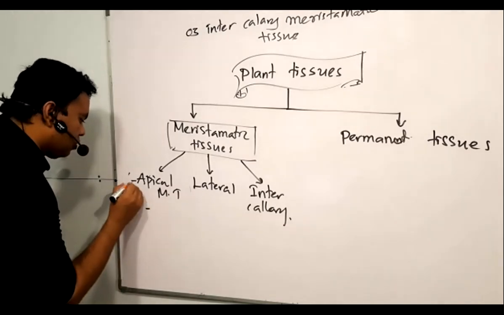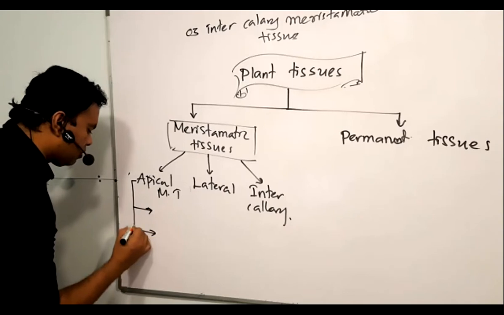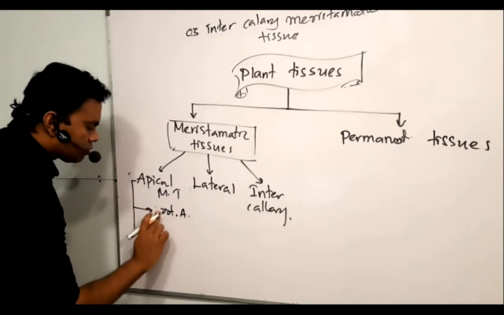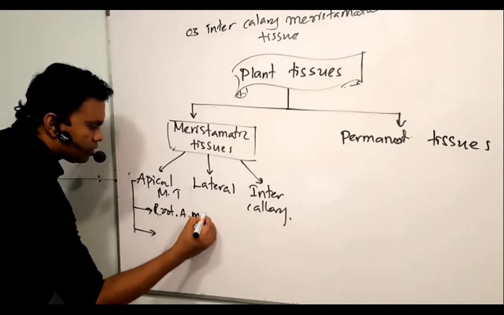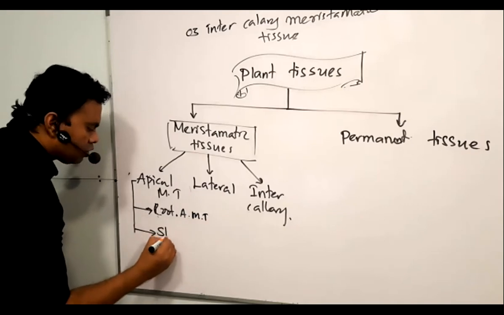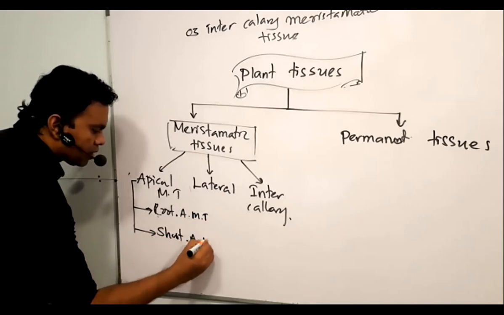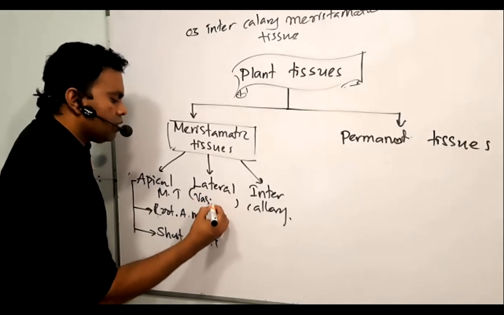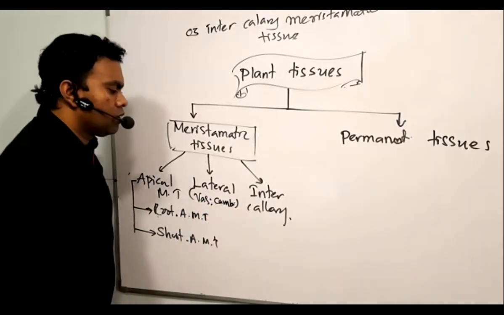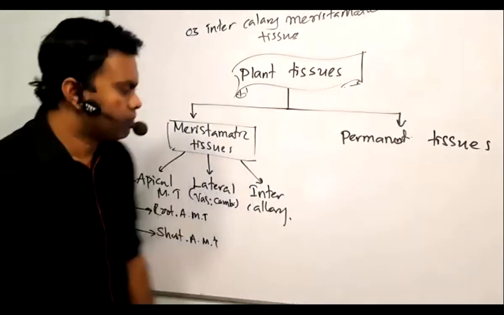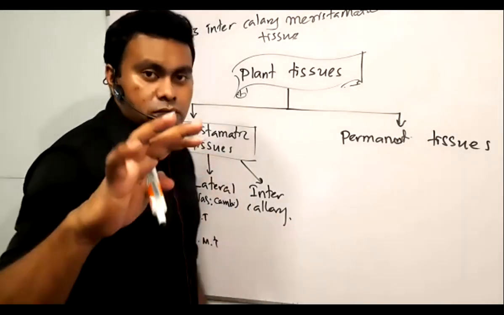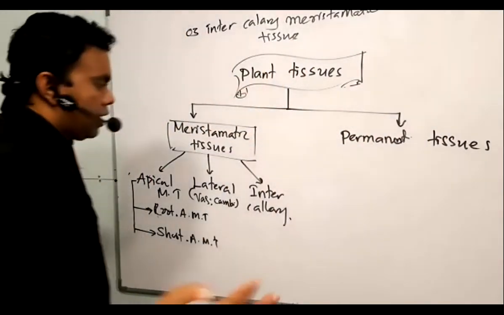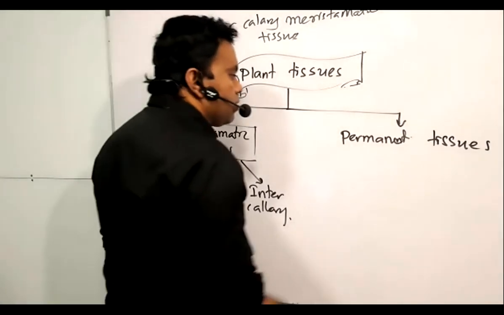So apical meristematic tissue has two types. What are those two types? Root apical meristematic tissue and shoot apical meristematic tissue. Lateral is represented by vascular cambium. Intercalary meristematic tissue is found in the nodes of non-woody plants like bambusa and grass plants.